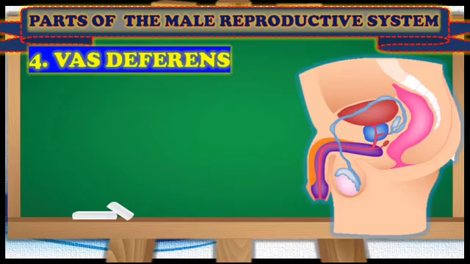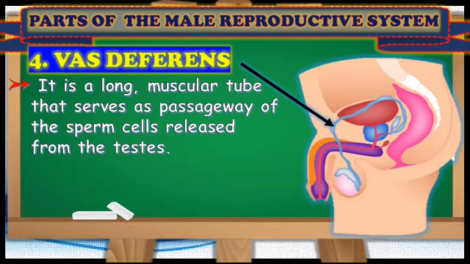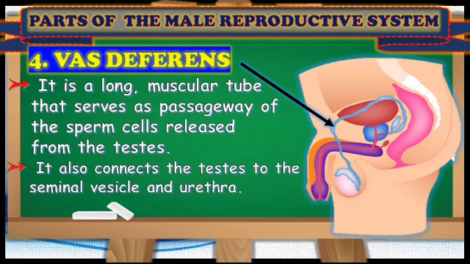So, number 4 parts is what you call the vas deferens. Saan kayong vas deferens dyan? So, that is the vas deferens, yung mahabang parang tali. It is a long muscular tube that serves as a passageway of the sperm cells released from the testes. So, yan yung daanan ng sperm cell. It also connects the testes to the seminal vesicles and the urethra.